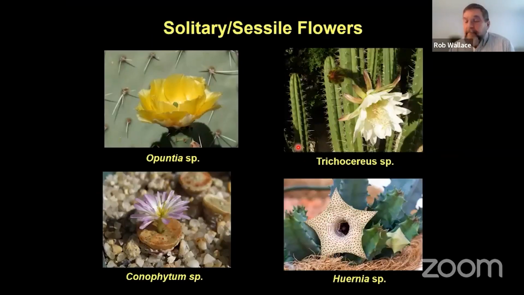So you have flower presentations that, in this case, are what we would consider solitary flowers. And in some of them, they are what we say sessile. They are attached right to the surface of the plant. So in this Conophytum, you can see that the base of the flower is stuck right into the pair of leaves there. The Huernia that's over here, the same thing. There's no real long stalk or anything. The flower is sessile, or attached directly to the plant.